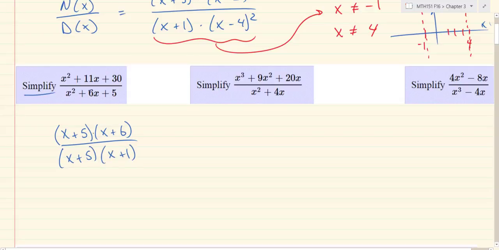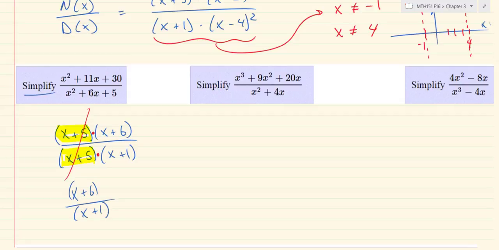You'll notice that the things on the top are multiplied and the things on the bottom are multiplied together. That means we can cancel entire chunks of stuff that are multiplied together. This entire x plus 5 is going to cancel with this x plus 5. That leaves you with x plus 6 on the top and x plus 1 on the bottom. Now we could ask the question, what is the domain of this function? What are the possible x values you can have? The domain is all real numbers except x cannot equal negative 1.